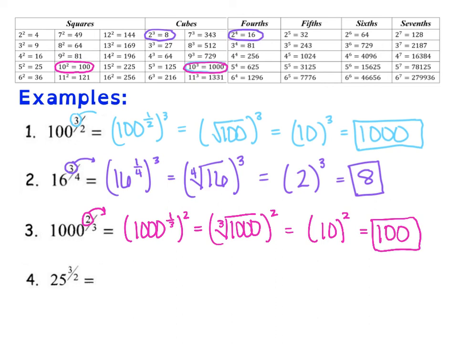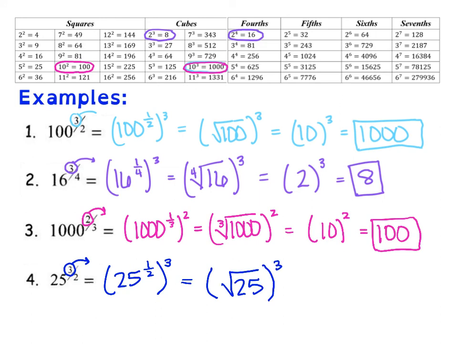And finally, that last example, 25 to the 3/2 power. If I move the 3 to the outside, I really see that that's 25 to the 1/2 power, and then the 3rd. Which gives me the square root of 25. This time I don't need to show the little 2 for square root. I just write my square root of 25 cubed. The square root of 25, what square equals 25? Well, that would be 5. 5 squared is 25. So I get 5 cubed, and then I look in my cubes and see 5 cubed actually equals 125.